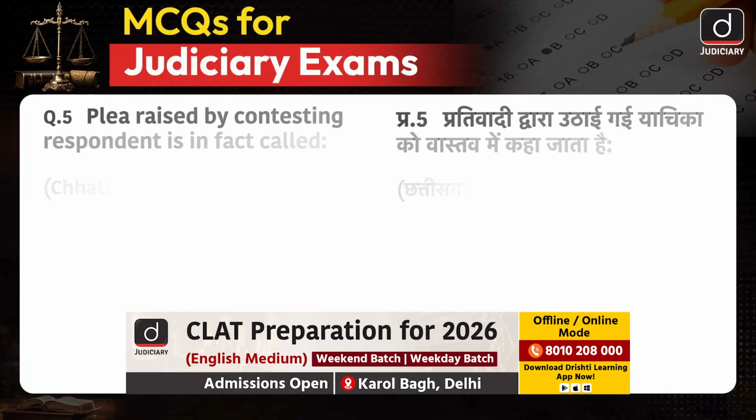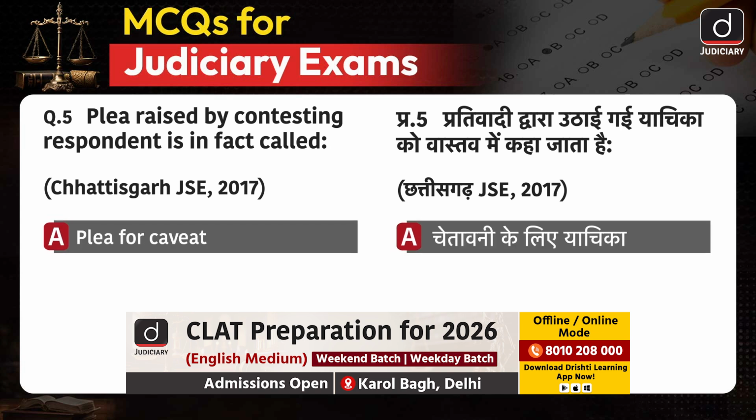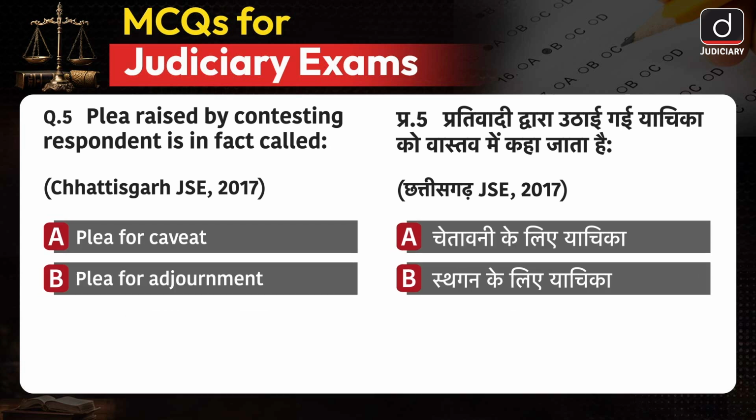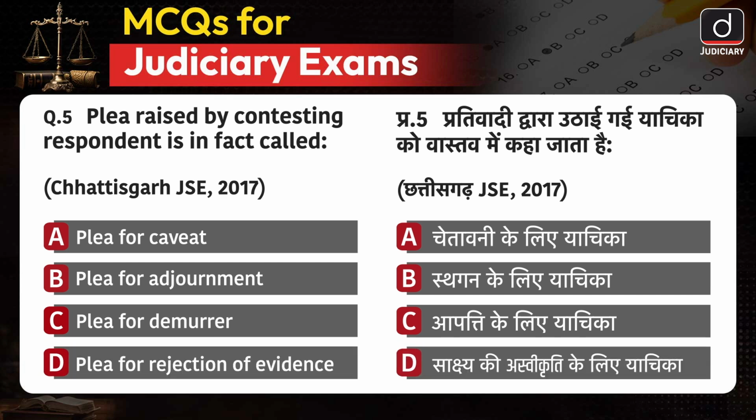Last question is, plea raised by contesting respondent is in fact called Option A, Plea for caveat. Option B, Plea for adjournment. Option C, Plea for demurrer. Option D, Plea for rejection of evidence. The correct answer is Option C, Plea for demurrer.